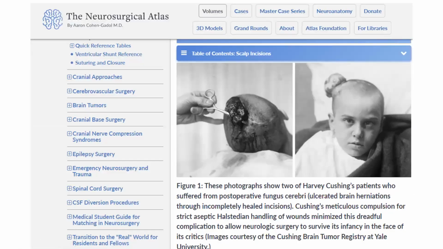This is a slide which I have taken, thanks to Neurosurgical Atlas, and I really wish to show this to you. These photographs show two of Harvey Cushing's patients who suffered from postoperative fungus cerebri, that is, ulcerated brain herniations through incompletely healed incisions. Cushing's meticulous compulsion for strict aseptic Halstedian handling of wounds minimized this dreadful complication, allowing neurological surgery to survive in the face of its critics. This image is courtesy of the Cushing Brain Tumor Registry at Yale University.